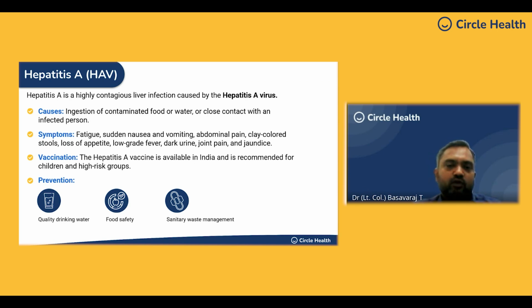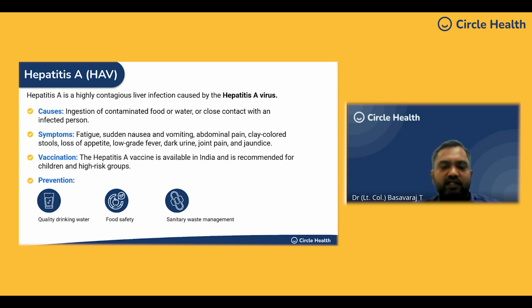But if you don't have those kind of high risks involved, or if you are particular about eating at home or at a good joint, then the risk is very less. But the best thing about hepatitis A and E is that it is food and waterborne, and it is not a chronic disease.